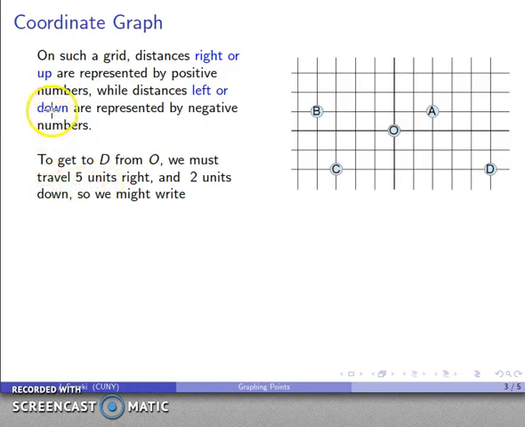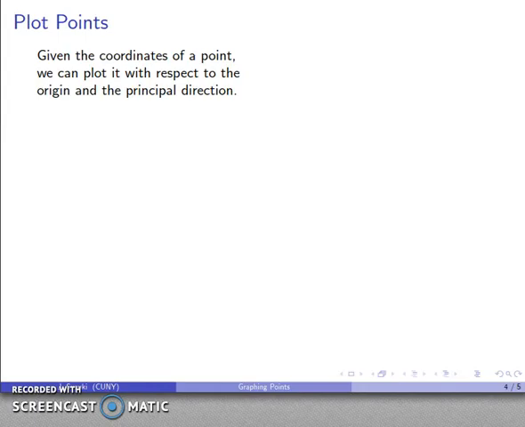And finally, to get to D from O, I have to travel 1, 2, 3, 4, 5. I have to travel 5 to the right and 2 down. So that's going to be 5 right, 2 down. Travel right is positive. Travel down is negative. So this is coordinates 5, negative 2. And my coordinates will be that.